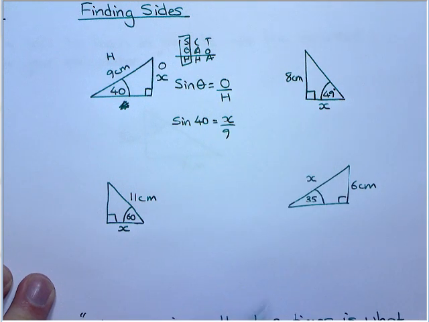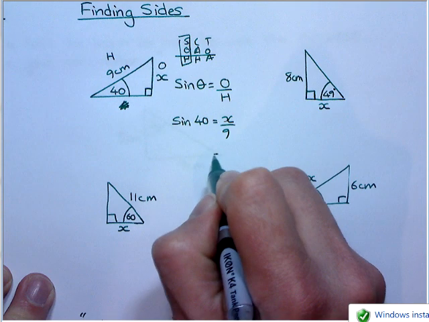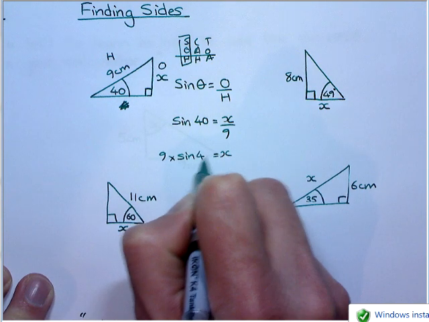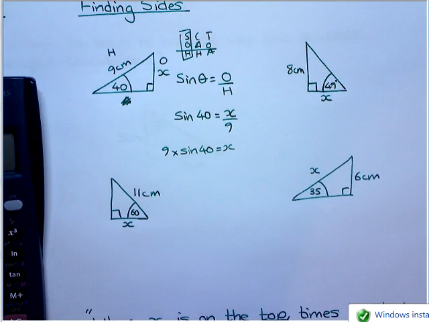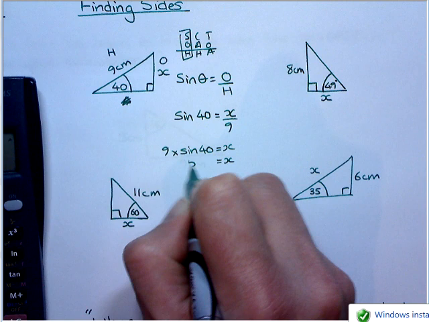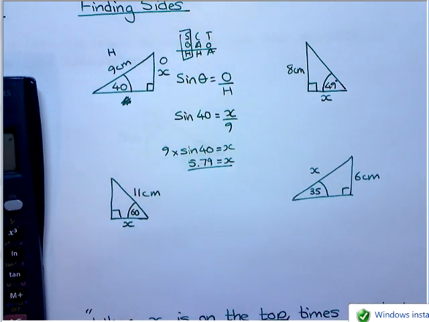Now all I have to do is get x on its own. At the moment it's being divided by 9, so if I times by 9 to both sides, I will get this. And now it's simply a matter of typing it straight into your calculator, and you should get an answer of, to 2 decimal places, 5.79 centimeters, of course.